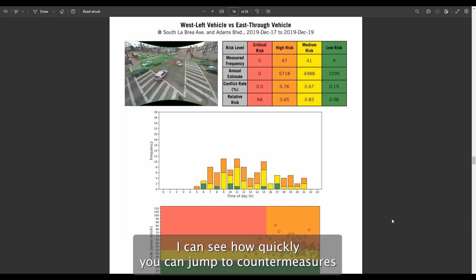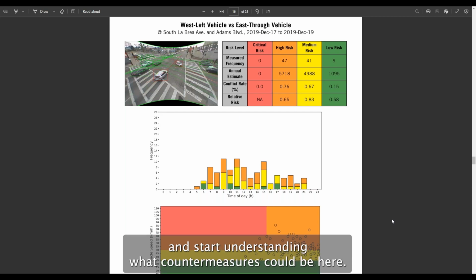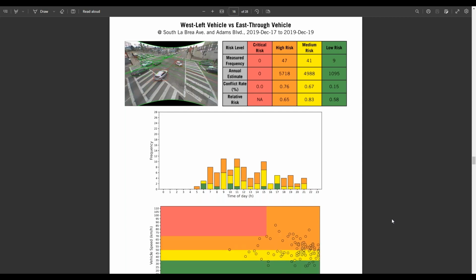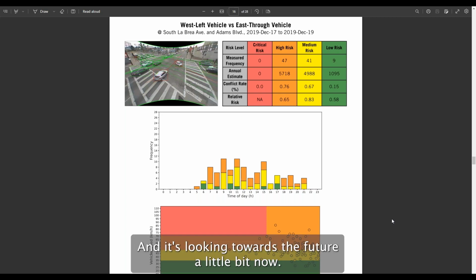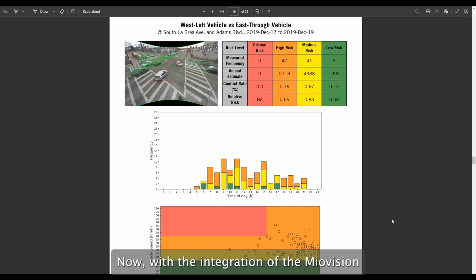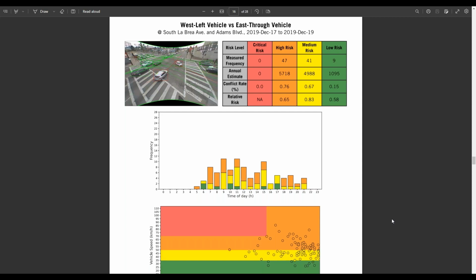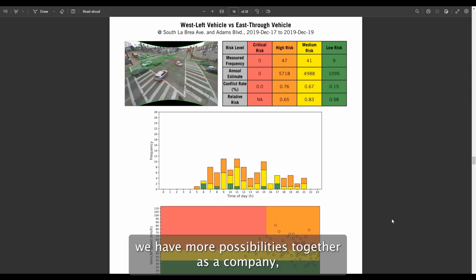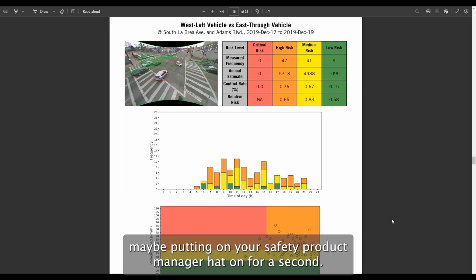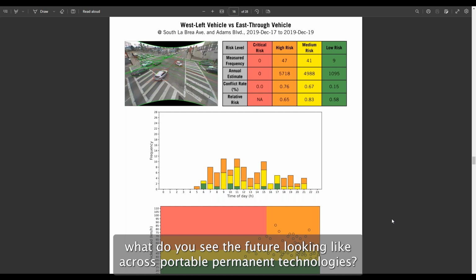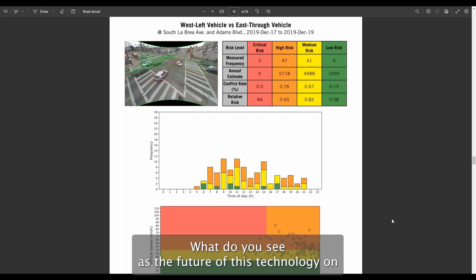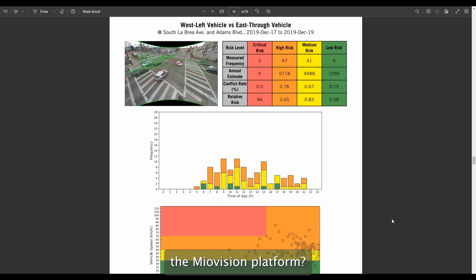Yeah, that sounds great. I can see how quickly you can jump to countermeasures or start understanding what countermeasures could be here. That's great. I have one last question for you, and it's looking towards the future a little bit. Now with the integration of the Miovision team and microtraffic, we have more possibilities together as a company. Maybe putting your safety product manager hat on for a second, what do you see the future looking like across portable and permanent technologies? What do you see as the future of this technology on the Miovision platform?